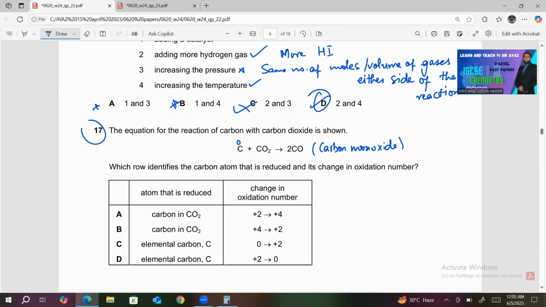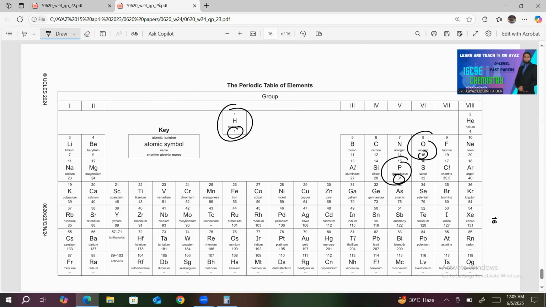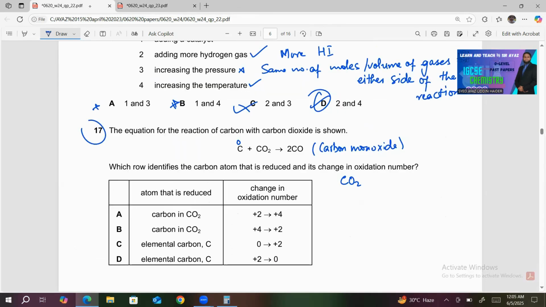What about carbon in CO2? In CO2, it's attached to oxygen. Oxygen is in group 6, so it must have -2 as its oxidation number. So I will take X for carbon plus 2 atoms of oxygen, -2. No charge means 0. So X minus 4 is equal to 0, or X is equal to +4. So here carbon is carrying +4. Now what will happen on the product side? That is carbon monoxide, CO. Again, you will take X, oxygen -2 is equal to 0, or X equal to +2.